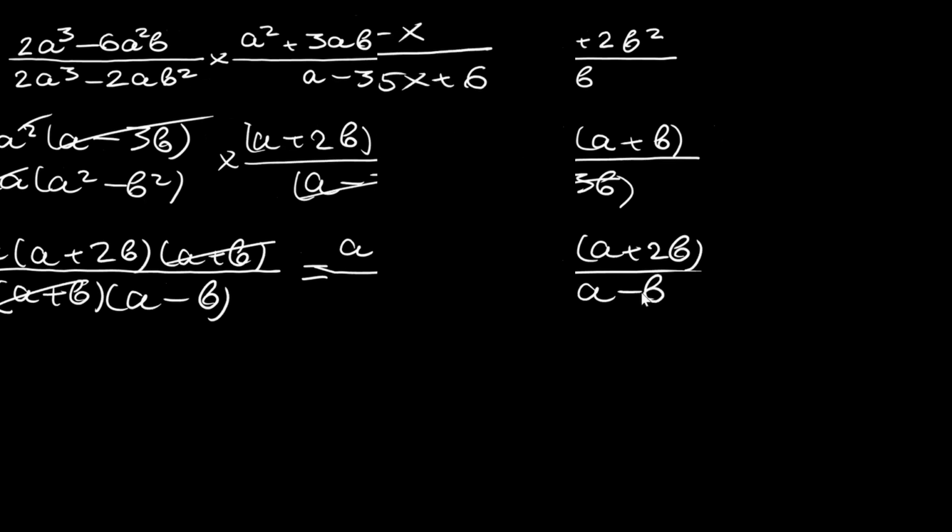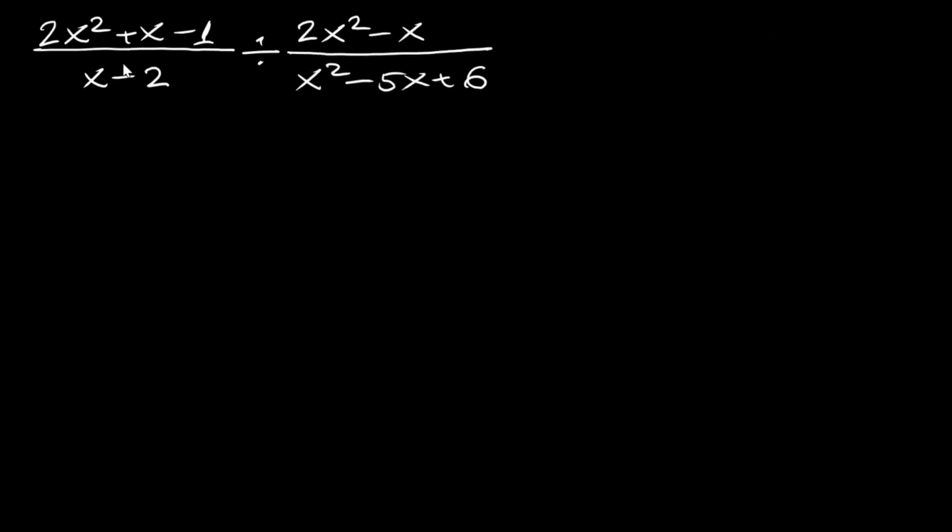Let's move on. We have 2x squared plus x minus 1 over x minus 2 divided by 2x squared minus x over x squared minus 5x plus 6. Now, we have to do our trick again, but this time it is a little bit different, because we have 2x squared. Therefore, we write down 2x and x here, because 2x times 1x is 2x squared.